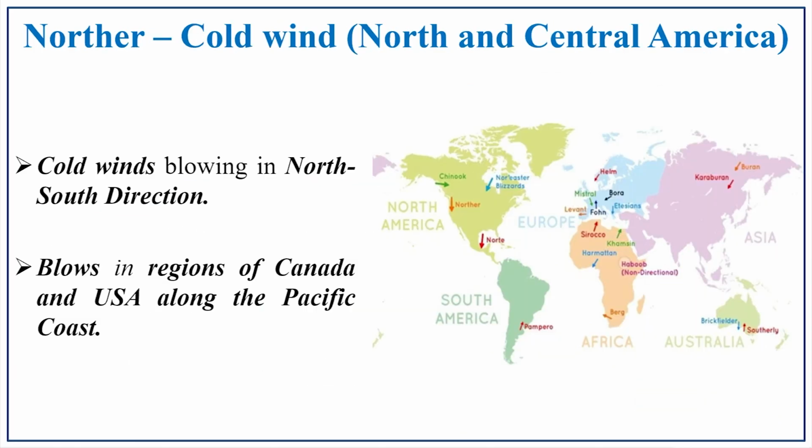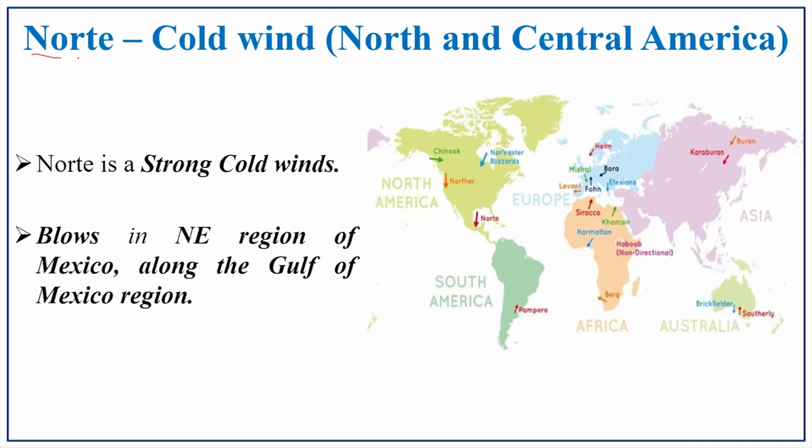The next wind is the norther. The norther is a cold wind which is blowing in North and Central America. So, this norther is blowing here. This wind blows in the region of Canada and USA along the Pacific coast, along the coastal region of Canada and the USA. The next one is Norty. Norty is again a cold wind which is blowing in North and Central America. This Norty is also a strong cold wind which is blowing in the northeastern region of Mexico along the Gulf of Mexico. So, here the wind is blowing in this Mexico region. So, it is also a cold wind.